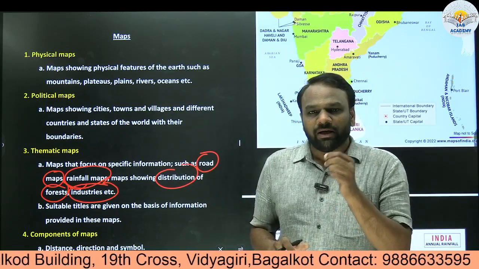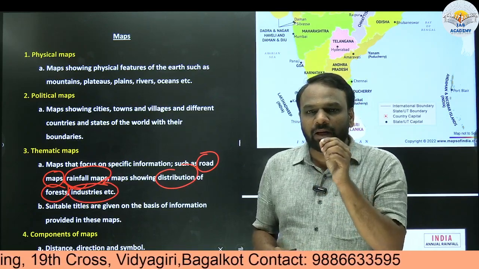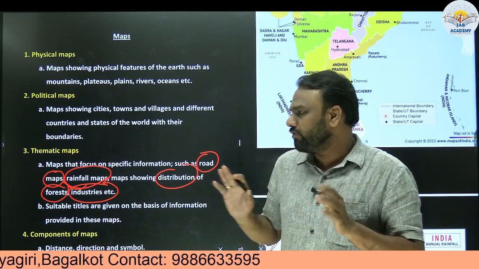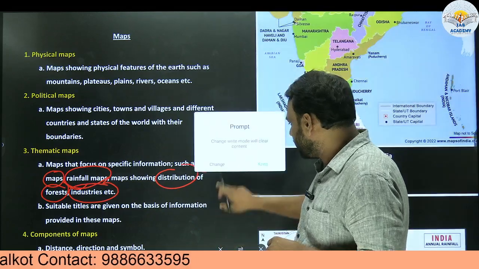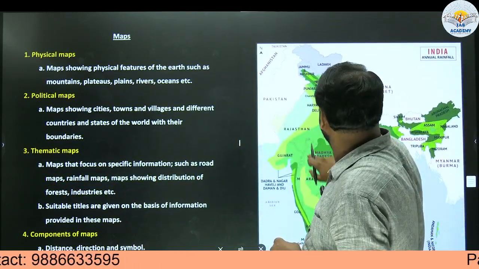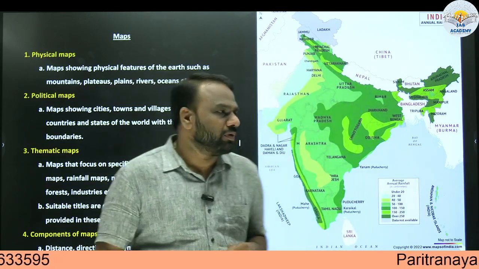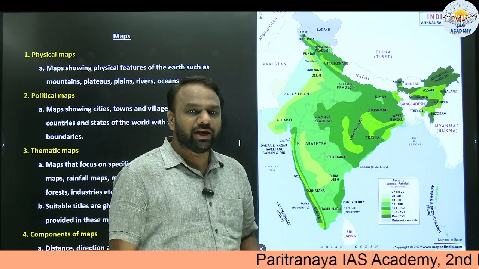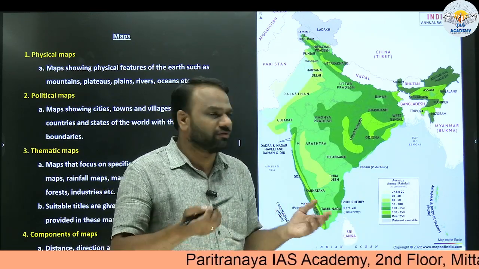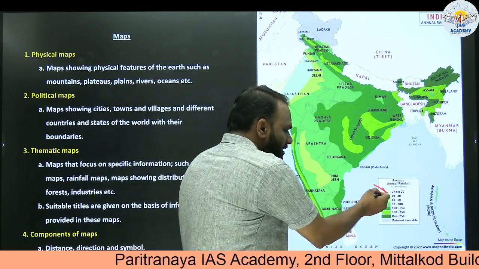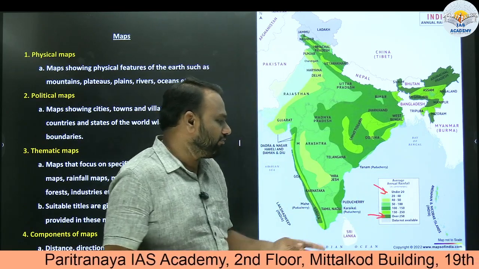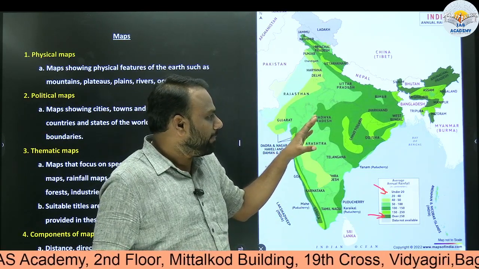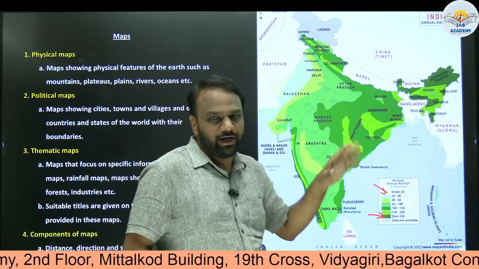Generally these thematic maps have been designed for a particular purpose. It may be with respect to industries, or rainfall, or forests. So this was about thematic maps. Here I have shown an example of a thematic map with respect to the rainfall distribution in India. Different color codes have been used to indicate the amount of rainfall received in different parts of the country. This color indicates very less rainfall, and dark green indicates heavy rainfall, that is over 250 centimeter. So this is a thematic map representing the rainfall distribution in India.